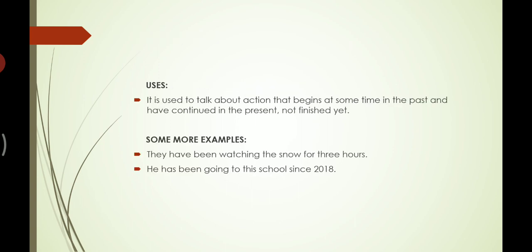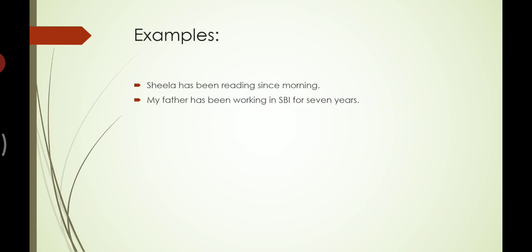Now, let's understand the uses of present perfect continuous tense. It is used to talk about an action that began at some time in the past and has continued in the present, not finished yet. Now, look at the example. Sheila has been reading since morning. Sheila started reading in the past and continues to do so in the present. She has not finished the reading yet.